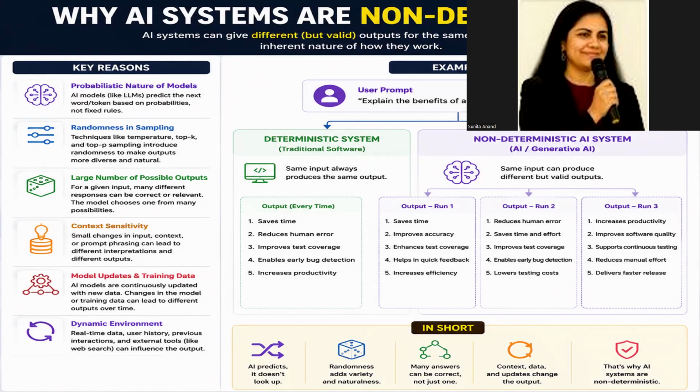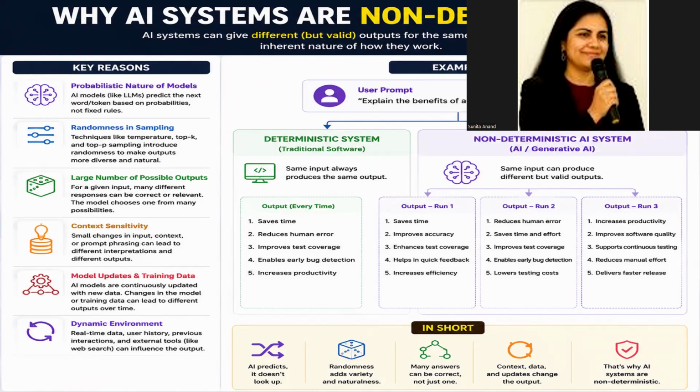Now let's come to the non-deterministic way of understanding the output. What happens in my output during run one? I understand that it saves my time because it's giving me an output. It is giving me an accurate result during run one, which is improving my accuracy. It enhances my test coverage. It helps in quick feedback and also increases my efficiency.